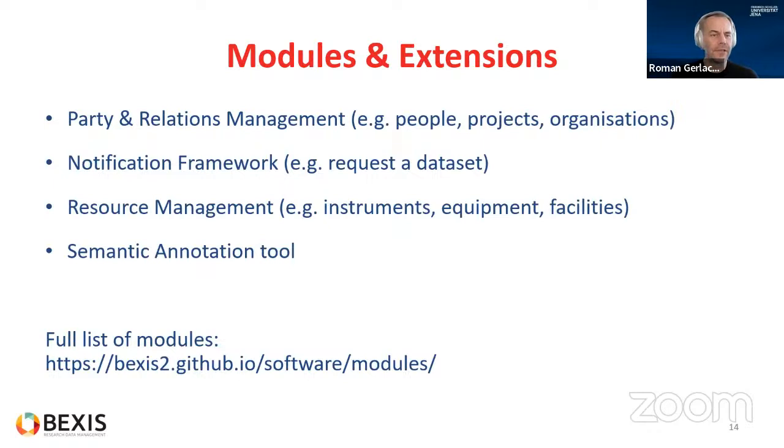And mentioning different modules and extensions, one of the modules is called party and relations management, where you can specify people, projects, organizations, and with that, take some of the burden of re-entering the same information over and over again, especially when you think of metadata and people having to enter their name, their affiliation, the project and organization. So all this information you can enter once in the system, and then you can reuse that in every different data set or every place where this information is required.